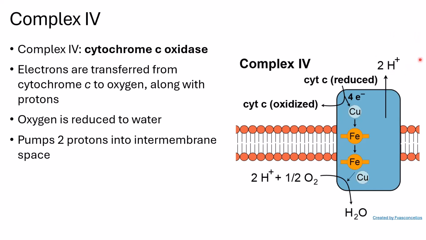I want you to know that the formation of water and the pumping of protons both contribute to the proton gradient. I also really want you to know that oxygen being the final electron acceptor in the chain is why oxygen is so important. If there was no oxygen to receive the electrons, the cytochrome C would have nowhere to pass its electrons to, and this would eventually stop the electron transport chain from running.